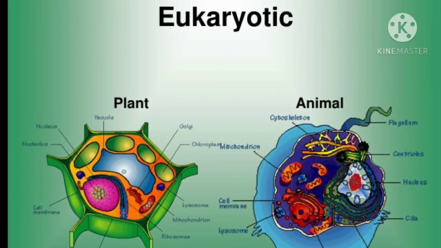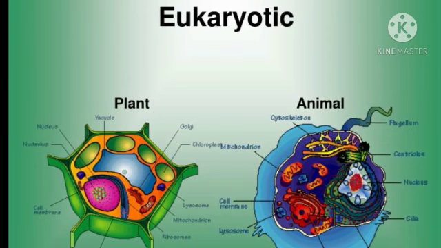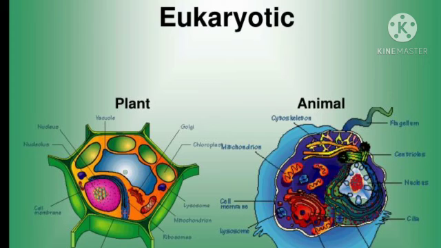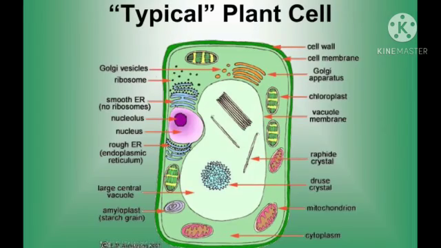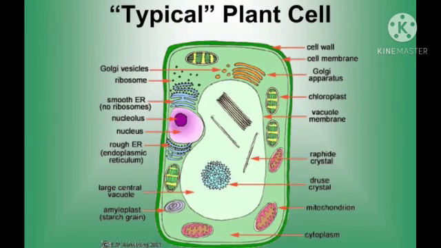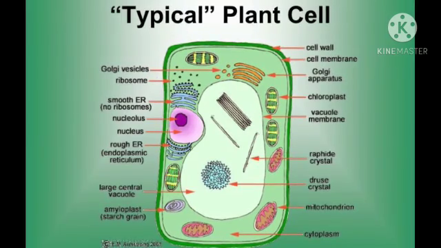Children, so a prokaryotic cell has no true nucleus and no nuclear membrane. So what about eukaryotic cells? It has a true nucleus, consisting of a nuclear membrane. The next topic we are going to see is animal cell and plant cell. That is, eukaryotic cells are divided into two types, plant cell and animal cell.